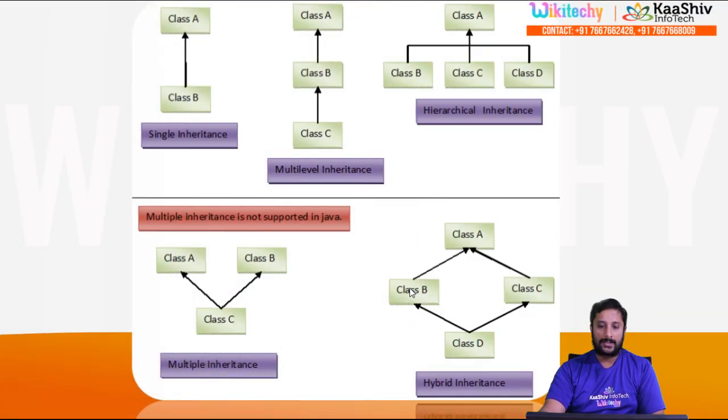So varieties of inheritance are there. From one class to another class is single inheritance. From one class to another class to another class is multilevel inheritance. From one class, multiple classes coming is hierarchical. And from multiple classes it's coming, and I got two from here, another two, it's hybrid inheritance. There are varieties of inheritance techniques.